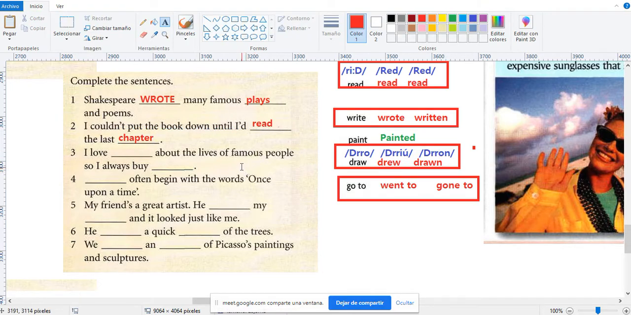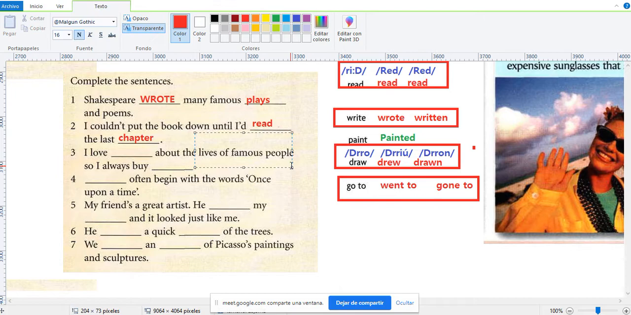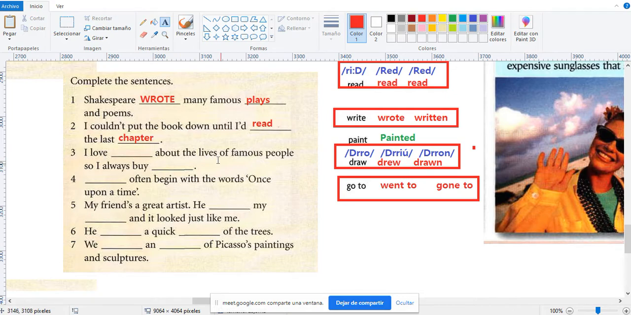I love about the lives of famous people, so I always buy. Ojo que lives se pronuncia lives, por ejemplo, she lives es ella vive. She lives in the countryside, ella vive en el campo. Pero si digo the lives como sustantivo, no como acción, es lives, las vidas de alguien. So many lives, 7 lives. The cat has 7 lives. El gato tiene 7 vidas. Esa es la idea de lives, ¿ya? Por eso me confundí en la pronunciación, porque por contexto es lives.